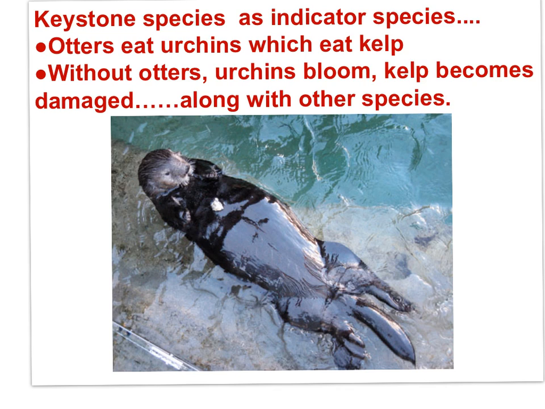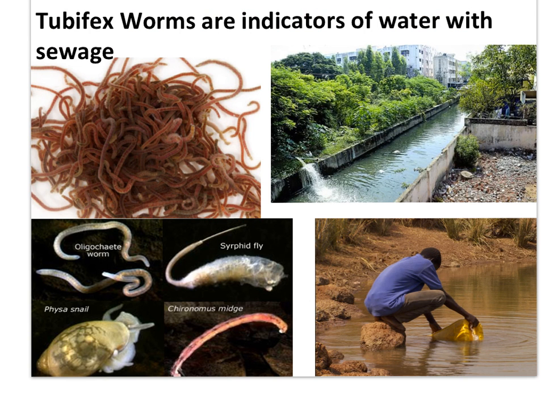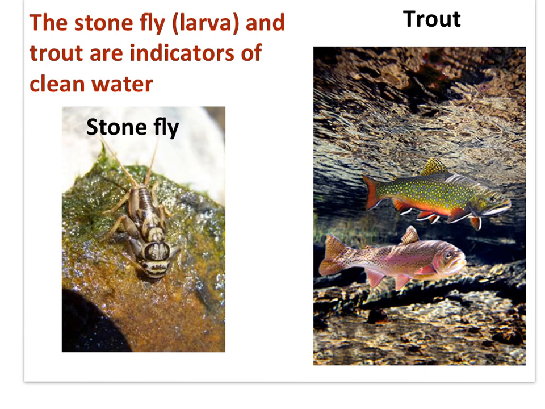Otters are species whose presence indicates a healthy ecosystem. Certain species are found in highly polluted waters. These would be called indicator species. Tubifex worms are indicators of water with sewage. The stonefly larva and trout are indicator species. Their presence indicates clean water.